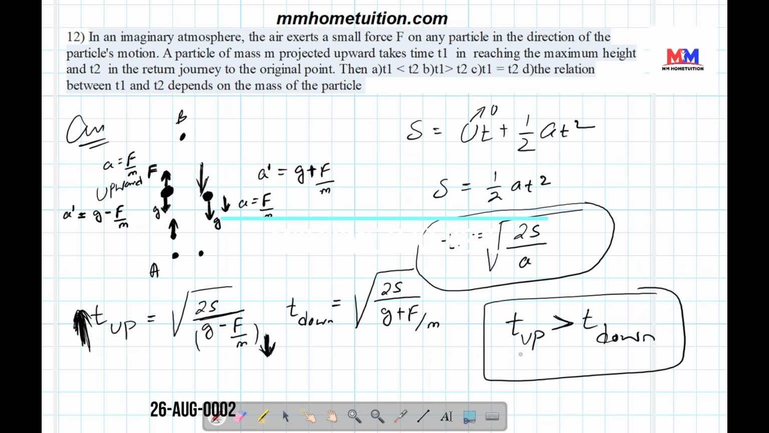So time taken for upward motion, t1, is greater than t2. So in this case, option B is correct.